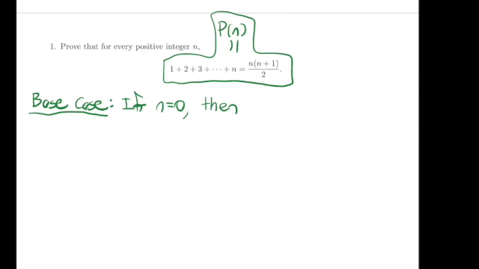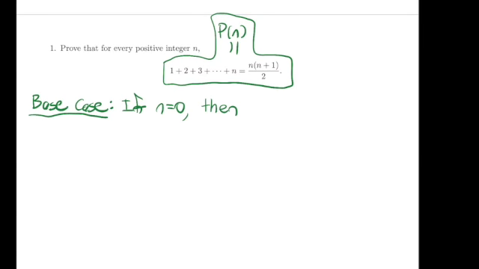Yeah. So P of n is just this entire statement up top. And so the base case we're going to consider here is, let's consider n equals 0. Then P of 0 is, sorry, not 0. Our first base case here is 1. The smallest positive integer is 1.